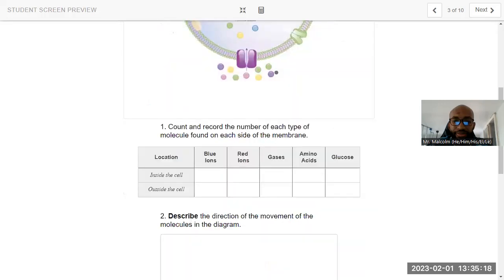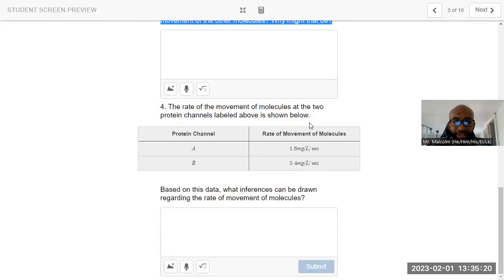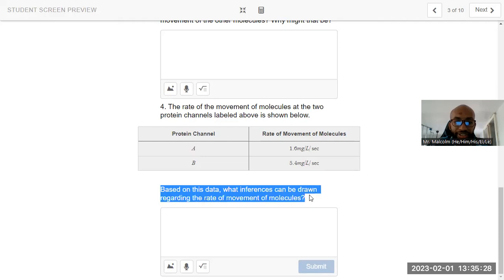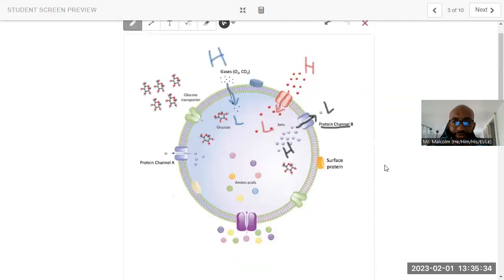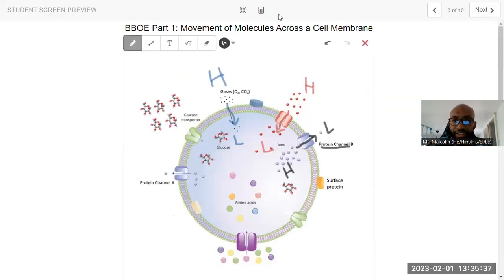Right? And the final question is based upon what you see here. There's different rates. Based on this idea, what inferences can be drawn regarding the rate of the movement of the molecules? So that's the big overview of the questions that you're going to do.